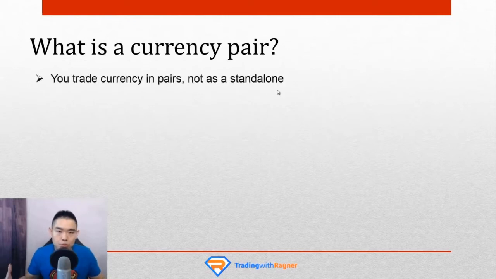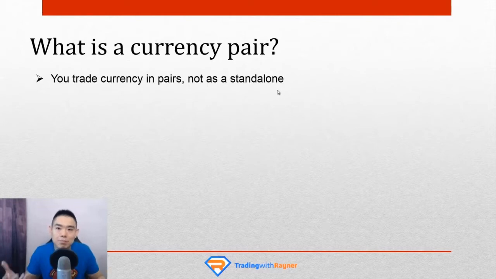So one thing to note is that you trade currency in pairs, not as a standalone. Just like when you go to a supermarket to buy an orange, you don't say, hey, I want to buy some orange. You have to exchange your money for an orange. So same thing for currency pairs. When you want to trade currencies, you have to exchange one currency for another currency.